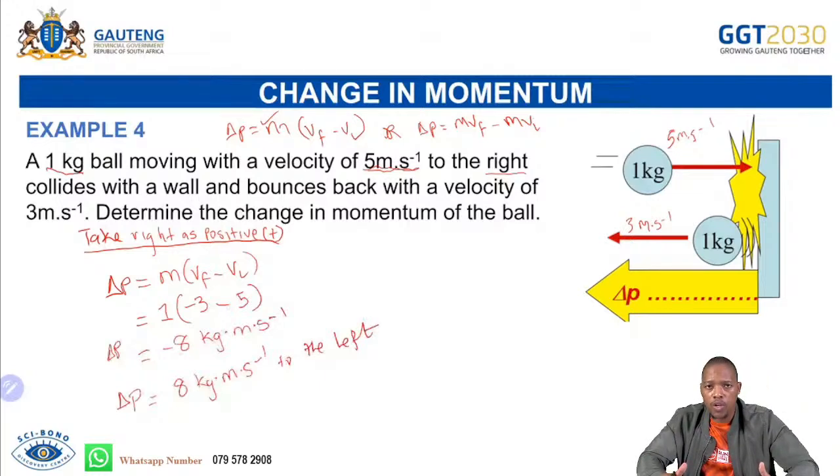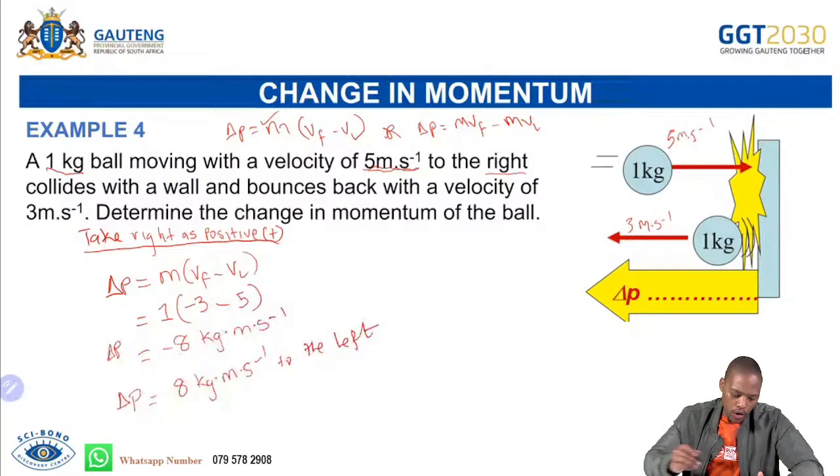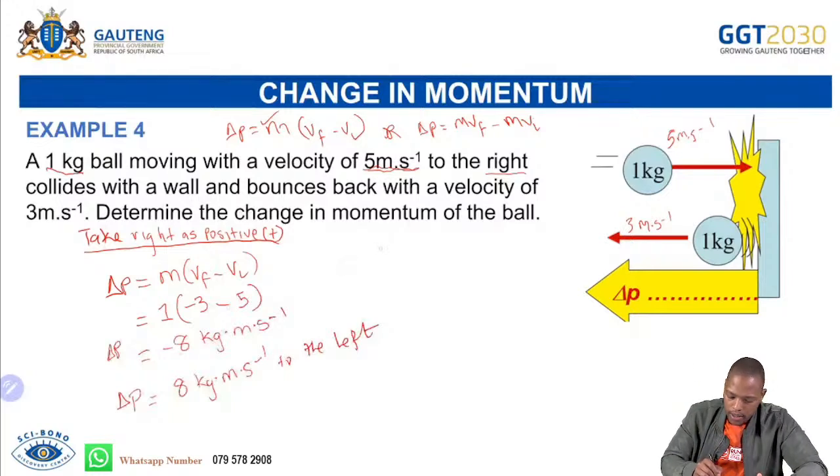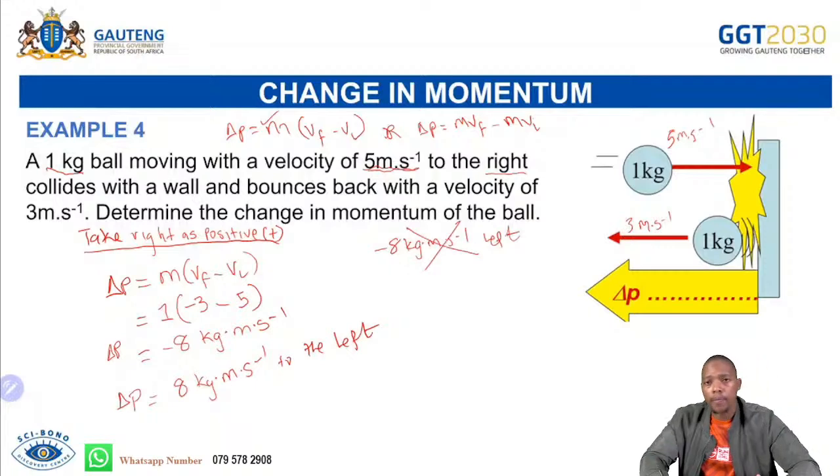Direction must always be indicated in words. Direction cannot be indicated using signs and symbols. Okay? What you cannot do as well is say minus 8 kilograms meters per second and then say left. This again is wrong. Right? You are now indicating direction here.